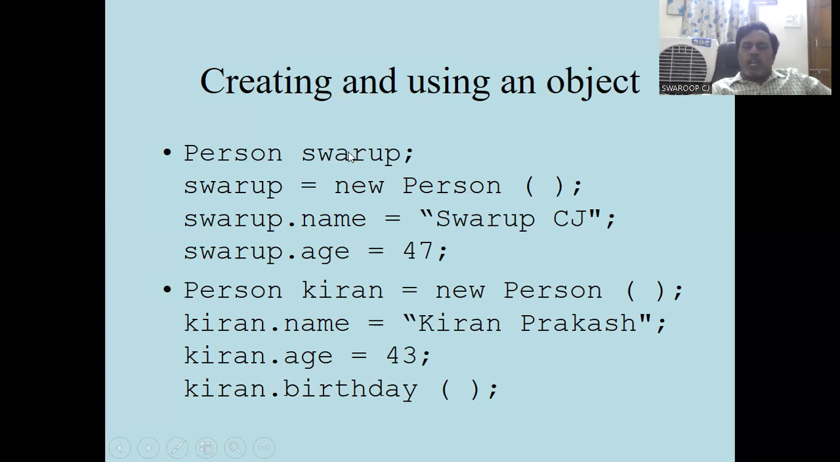So what will happen? I can create more than one object. One object is Swarup, one object is Kiran, for the same class. That is nothing but I can store the information of two persons. Likewise, you can create n number of objects and store n number of persons. Sir, does it require creating n number of objects?